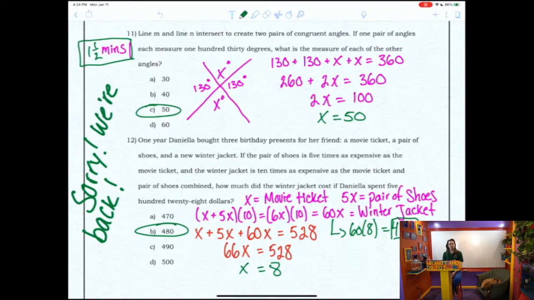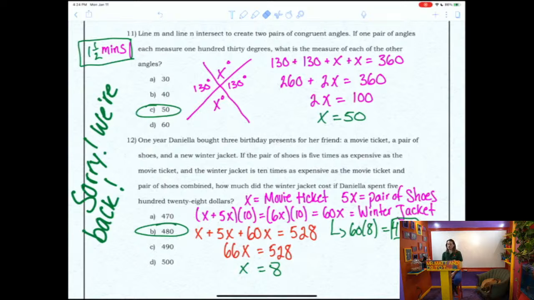130 plus 130 is 260. X plus x is 2x, so we get 260 plus 2x is equal to 360. Subtracting 260 on both sides, 360 minus 260 is 100, so we get 2x is equal to 100. Dividing by 2, x is equal to 50.